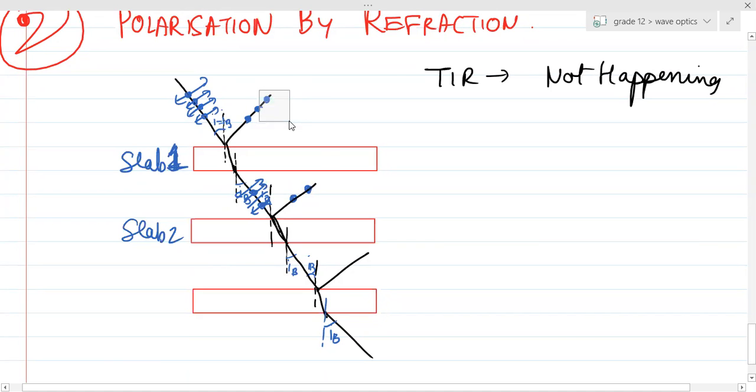Suppose initially four dots and four arrows are traveling, and two dots went along the direction of the reflected ray. So now there are four arrows and two dots traveling. Then again we use the second slab to refract the light. So what will happen? Now two dots will travel this way, and four arrows will be removed. So now it will become completely plane polarized light.